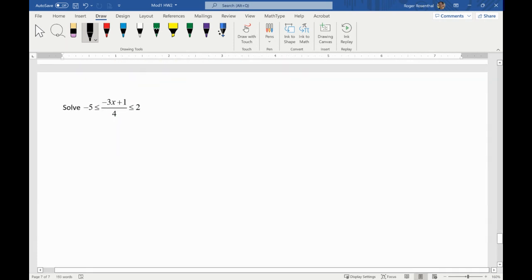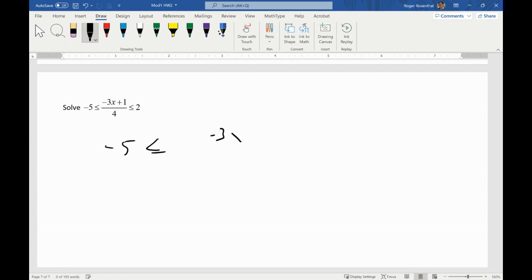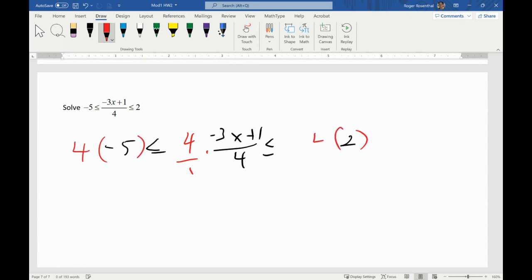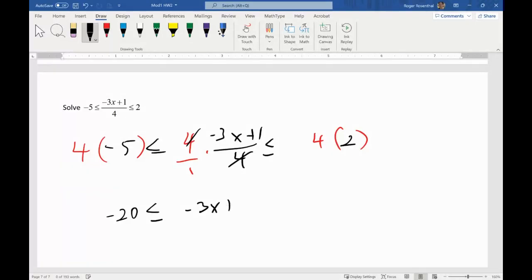Okay, we're going to solve this one. The first thing I'll do with this one is try to get rid of the fraction. So I'll multiply everything by 4. 4/1 times the fraction, 4 times that one, and 4 times that one. On the left, I have negative 20. The 4's cancel, and that leaves me with just negative 3x plus 1. On the right, I have 8.